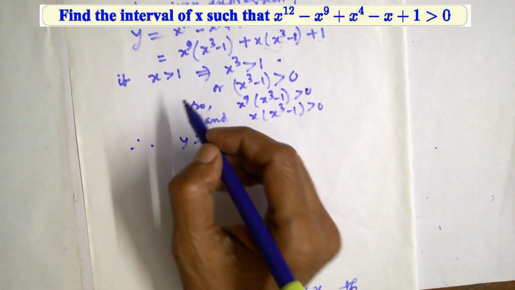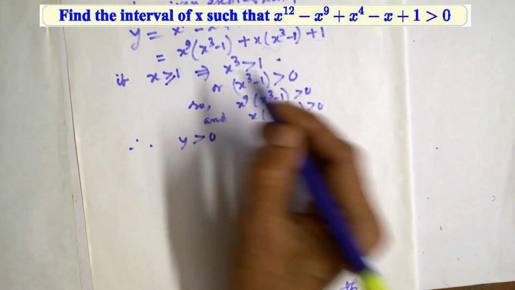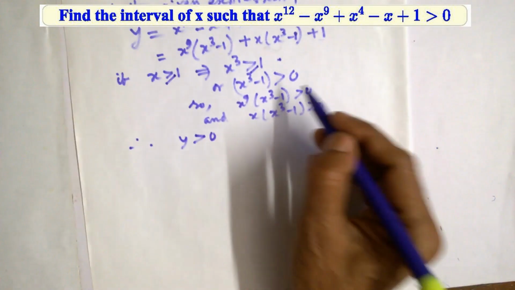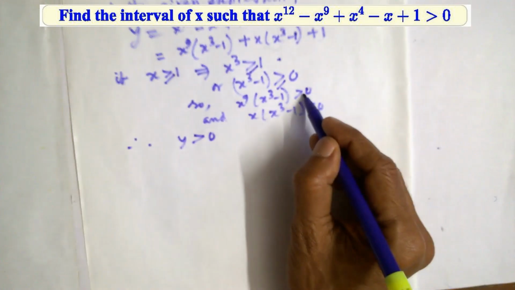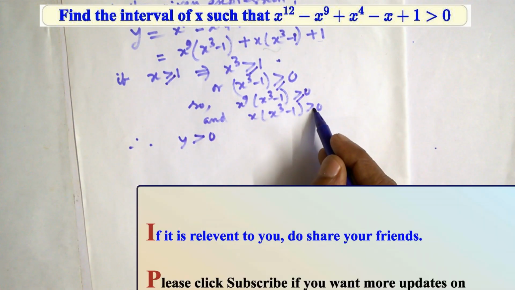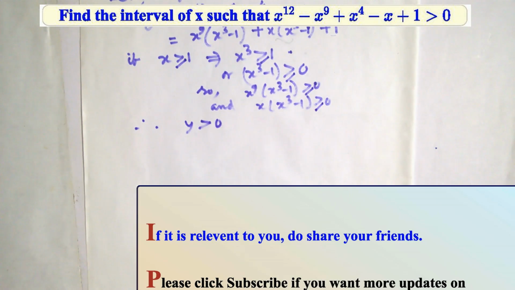If we consider the equality sign, x greater than or equal to 1, each of these will be greater than or equal to 0.